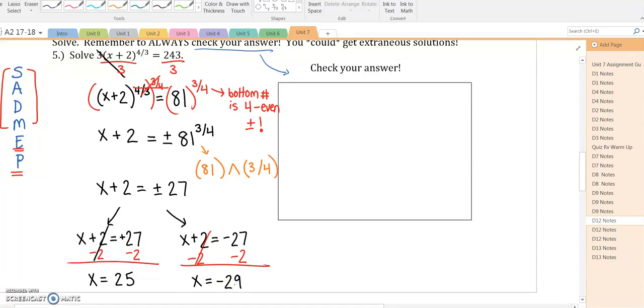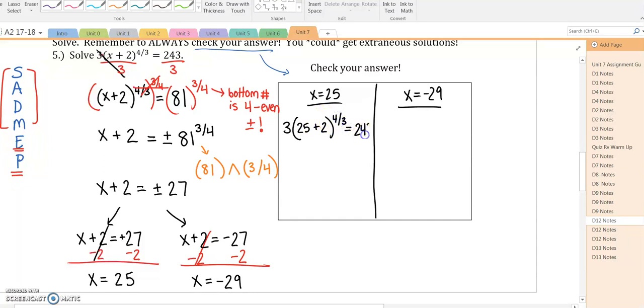Now, I'm not going to circle these yet because I have to check my answers. So to check them, I know I have two different ones. I'm going to split this in two. I have x equals 25, and I have x equals negative 29. And to check them, we're just going to plug them back into our calculator. I'm just going to write it down. So 3, and then parentheses, it'll be 25 plus 2 to the 4/3. And we're checking if it equals 243, question mark.